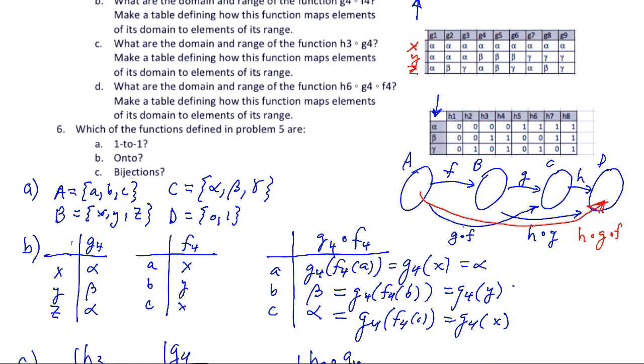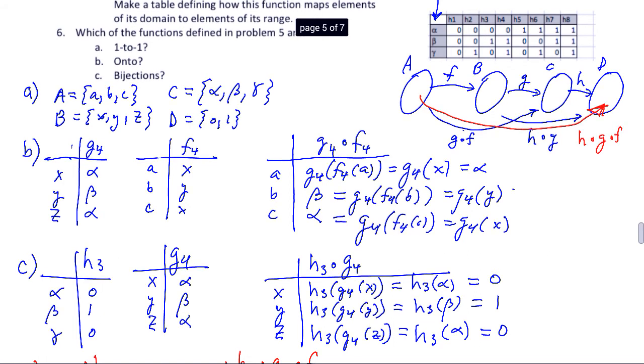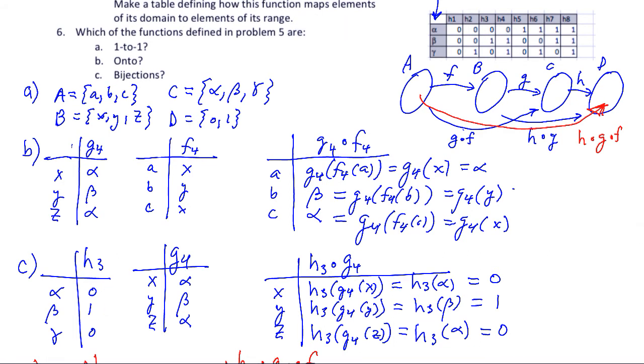Okay. For part C, I'm composing H3 and G4. And I'm going to copy H3 and G4 down here, with their domains on the left column, and form the composition again here. H3 of G4 of X, Y, and Z becomes H3 of alpha, beta, alpha, because G4 of X is alpha, G4 of Y is beta, and G4 of Z is alpha. Finally, it evaluates to 0, 1, 0.